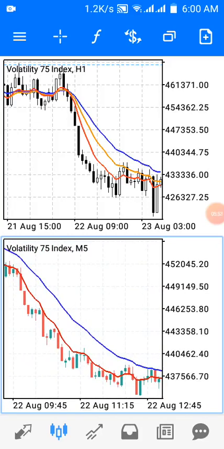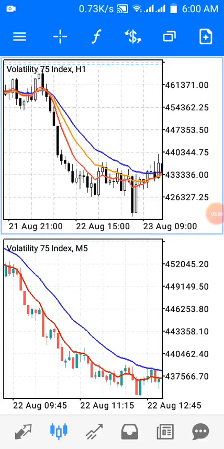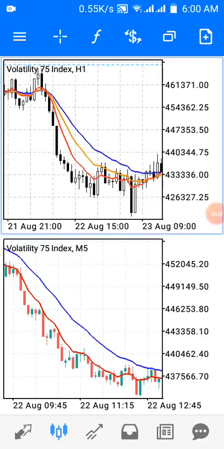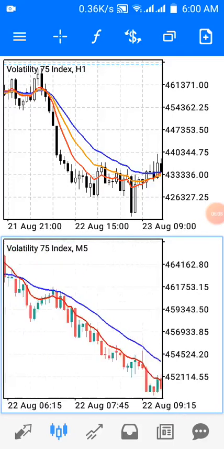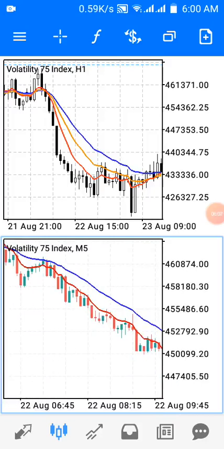So my EMAs are pointing downwards on the upper window, and on the lower window we can see what's happening, price continues to tick down. So the idea is you allow the red EMA to cross down below the orange and blue EMAs for you to have your bearish or downward price movement, or bearish trend.